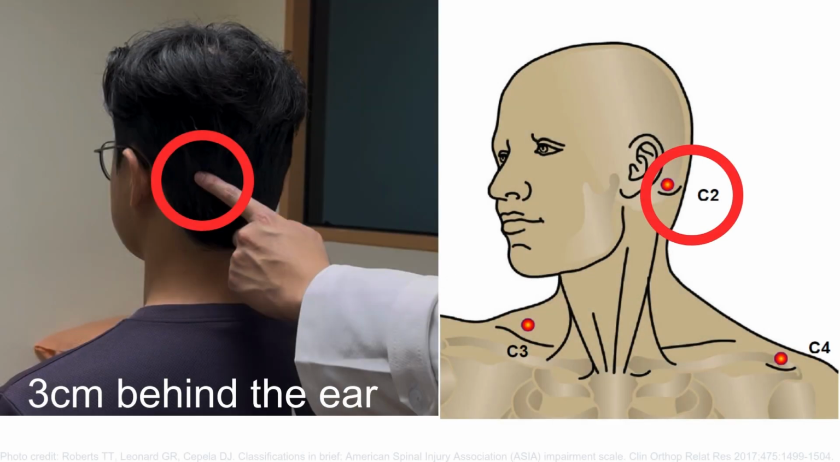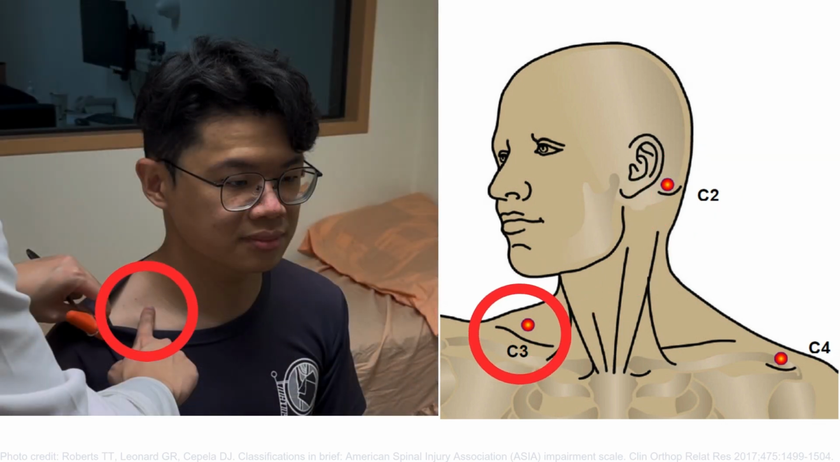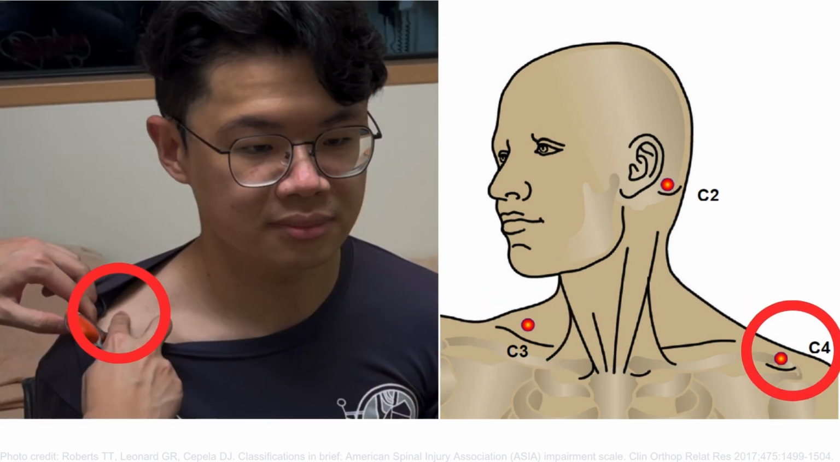When assessing cervical nerve root function, each nerve root corresponds to a specific sensory area on the body. Starting from the top, the key sensory point of C2 is located at least 1 cm lateral to the occipital protuberance, or 3 cm behind the ear. C3 corresponds to the supraclavicular fossa at the midclavicular line, and C4 is over the acromioclavicular joint.